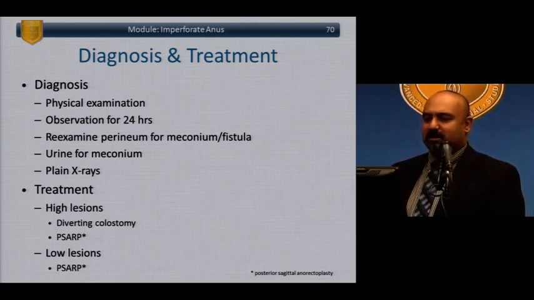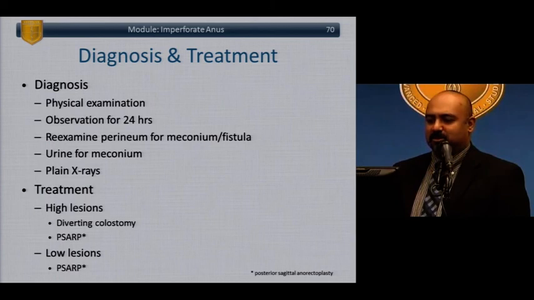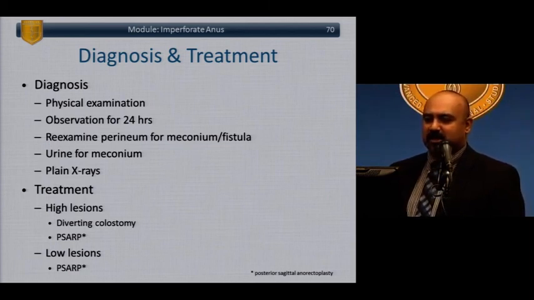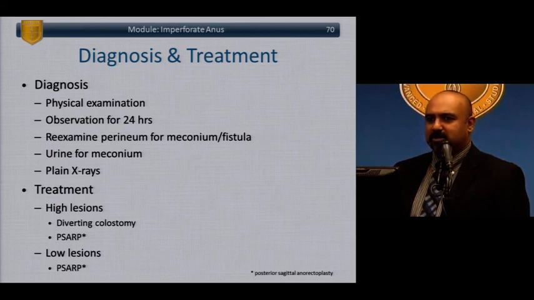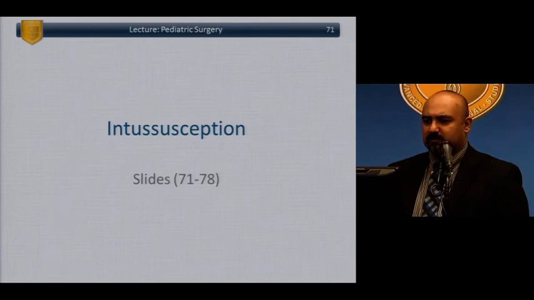Treatment: if it's a high lesion, which is usually above the levators, you do a diverting colostomy, and you can do a posterior sagittal anorectoplasty at a later date. Low lesions, you could probably do a primary anastomosis, and the low lesions are either a perineal fistula in boys, or a posterior fourchette or rectovaginal fistula in a girl. That's pretty much it for the imperforates.